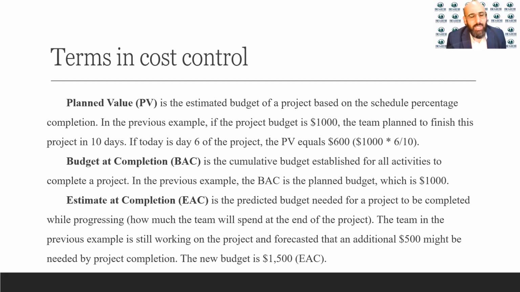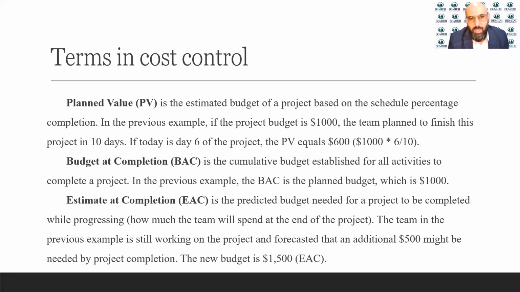Now, the next concept that we need to talk about is budget at completion, or what is called the BAC. The BAC is the cumulative budget established for all activities to complete a project. In the previous example, the BAC is the planned budget, which is equal to $1,000. So the budget at completion is called the baseline for the project.